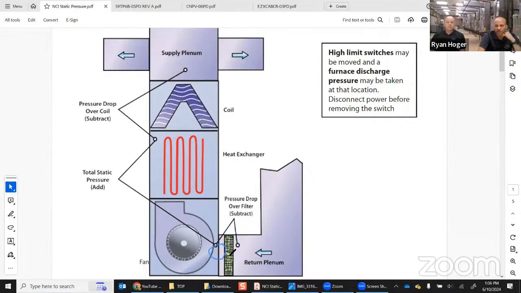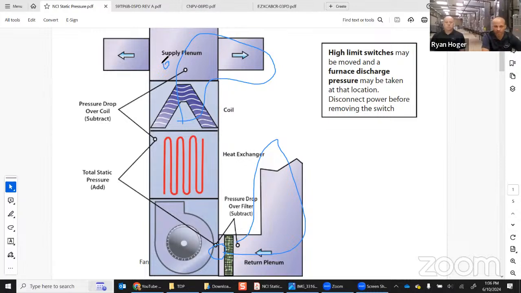So right here, if we measure down here where this blue circle is, that would be on the return side. So this static pressure would be on the return side. This static pressure would be on the supply side. And you would add those two numbers together to get your total external static pressure. However, what a lot of people do is they just stick a probe in the duct right here, and they tell us that's their pressure. Great, that is a pressure.